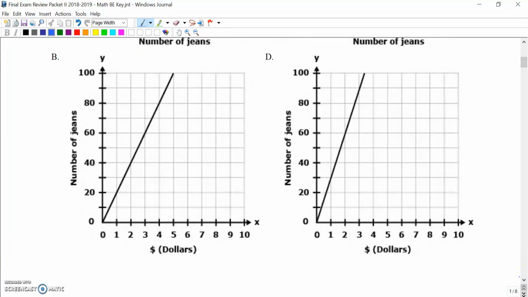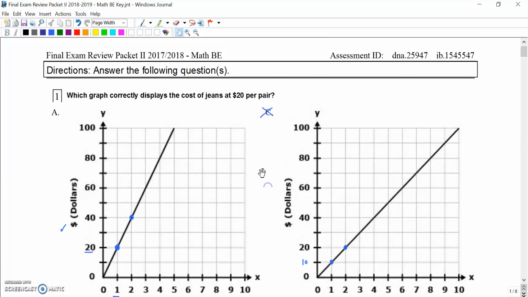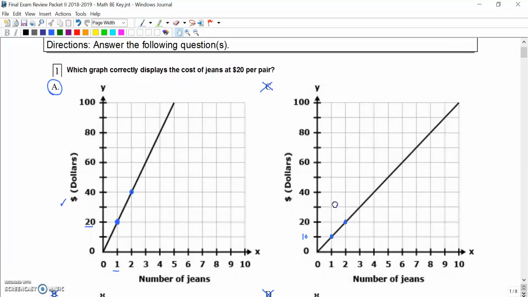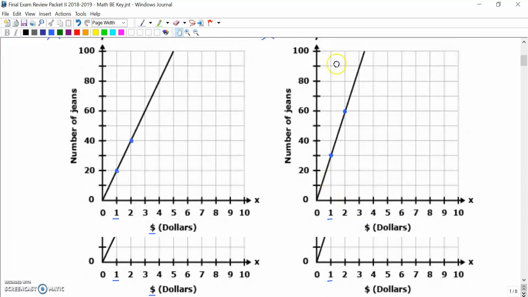And B looks similar to the graph above. However, B has money, which is $1 gets you 20 jeans, and $2 gets you 40 jeans. So that one does not look correct. It also seemed a little weird that it was almost the same exact graph as the previous one. And this one is $1 gets you 30 jeans and $2 gets you 60 jeans, which is a really good deal, but probably not a good answer choice. So for the first problem, we're going to choose answer choice A. That represents one pair of jeans costing $20.